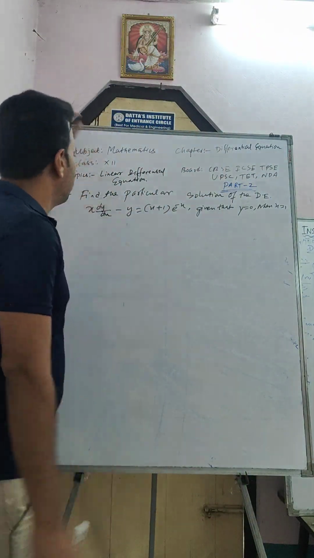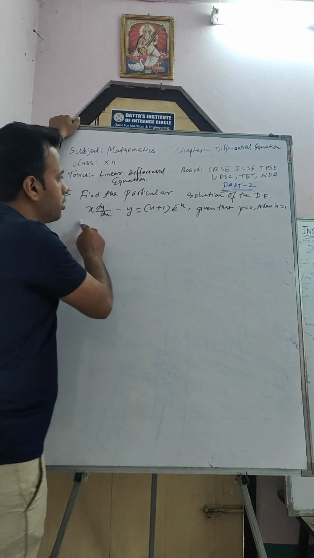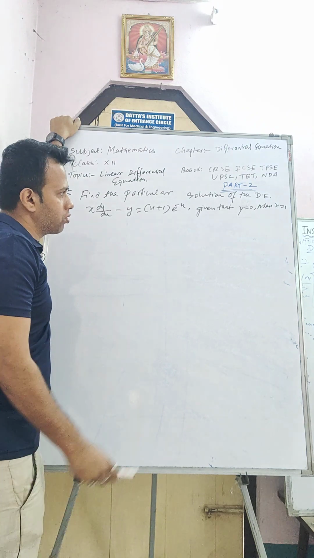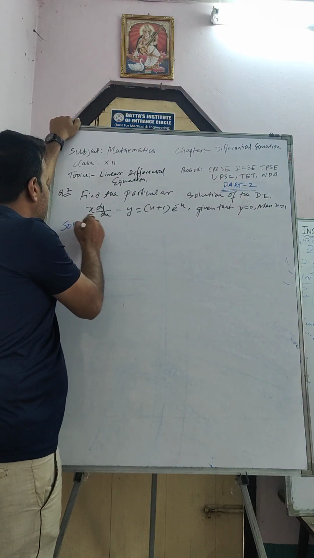So our next question, question number 2, is like that. Find the particular solution of the differential equation. This one, given y equals 1 when x equals 0... y equals 0 when x equals 1. Okay, so let's try to solve it.